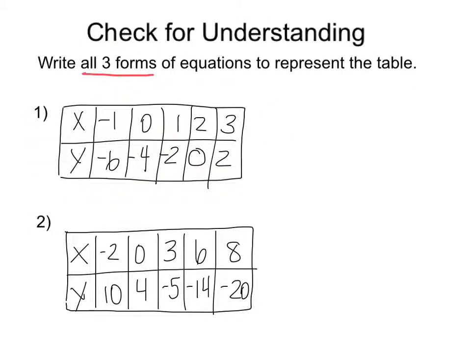Here is your check for understanding. You have 2 different tables. For each table, make sure to write all 3 forms of the equations. You need to start by finding your slope, then put it in point-slope, turn it into slope-intercept, and finally standard form. Make sure you have all 3 forms and check it before you go on.